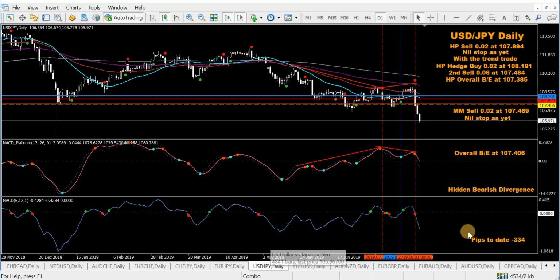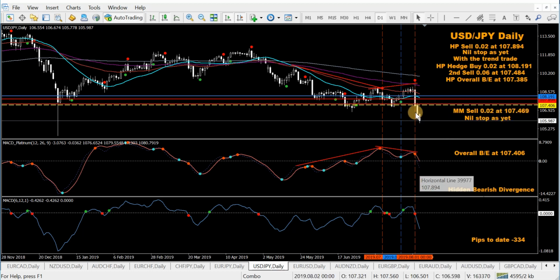So this is one pair. It's giving me a bit of grief, down 334 pips. Similar to Euro Yen, HP sell, then a hedge buy. Oh, it's not similar because I haven't got an independent sell. So I took a sell, hedge buy, a second sell, 0.06, which now that's good because that's one sequence together, and I've got a Mod MACD sell, which is on the same day, same candle as that second HP sell.